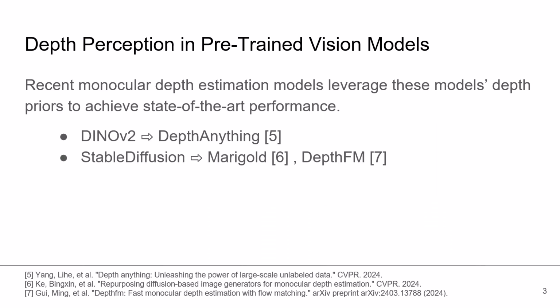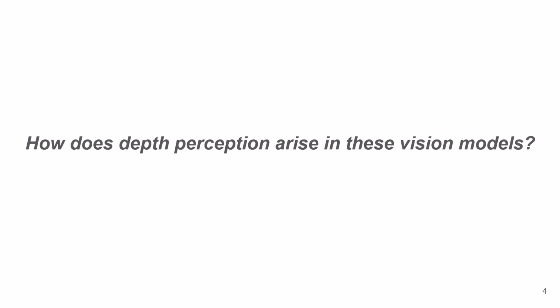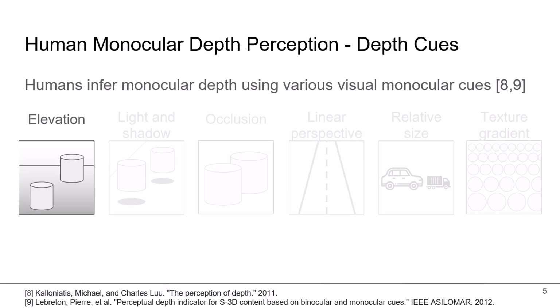In addition, an increasing number of monocular depth estimation methods leverage the 3D priors in large vision models to achieve better performance and generalization. These observations naturally raise the question of how depth perception arises in these vision models, given that they have not seen depth supervision during pre-training. To answer this, we can perhaps look at how humans perceive depth in a similar monocular setting.